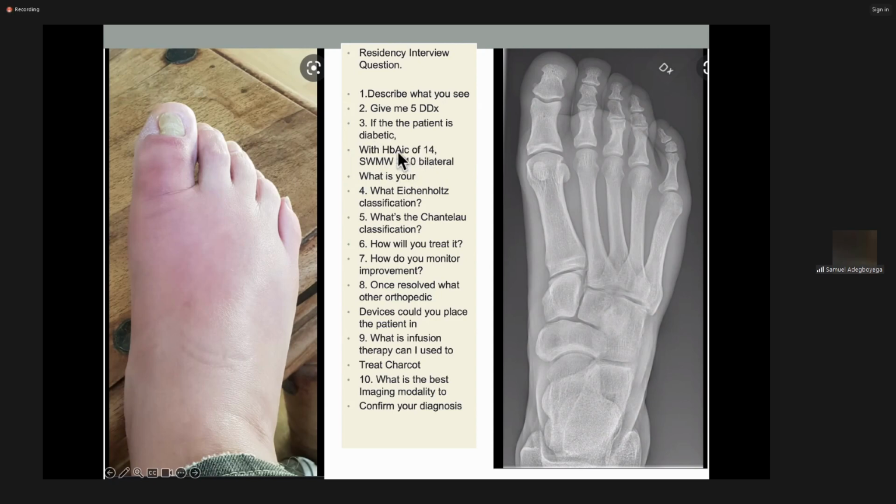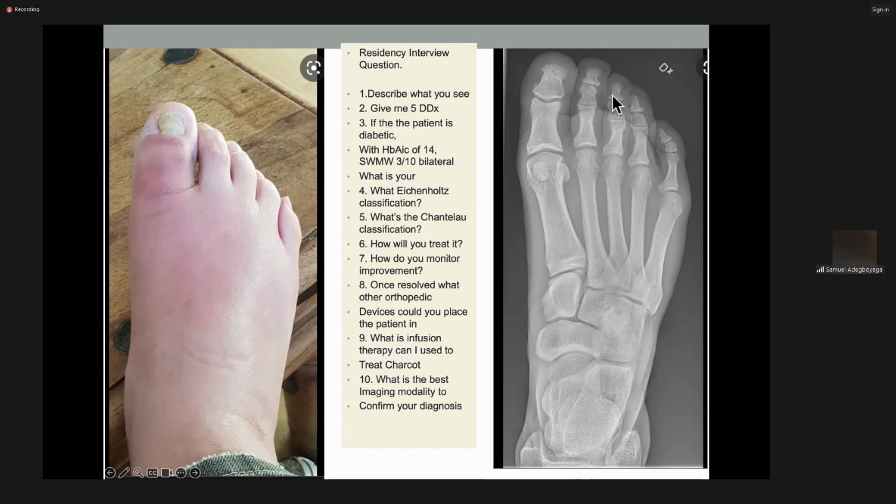What does that mean? Neuropathy, right? Yeah, uncontrolled diabetic and definitely neuropathic. Okay. So if I tell you this patient's got an A1C of 14 and neuropathy, now what's your diagnosis? Charcot? Active Charcot. You have to say active Charcot, right? Active Charcot. Right. Look at this x-ray.